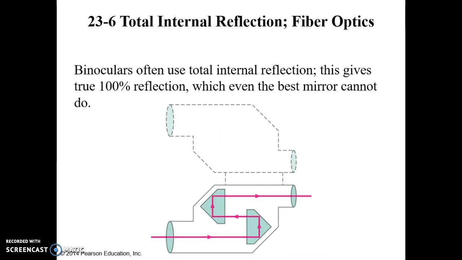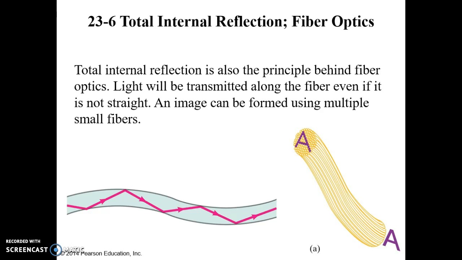Now binoculars often use total internal reflection, so that this gives a true 100% reflection, which is even better than the best mirrors can do. Now total internal reflection is also the principle behind fiber optics. Light will be transmitted along the fiber even if it's not a straight line. An image can be formed using the principles of small fibers.